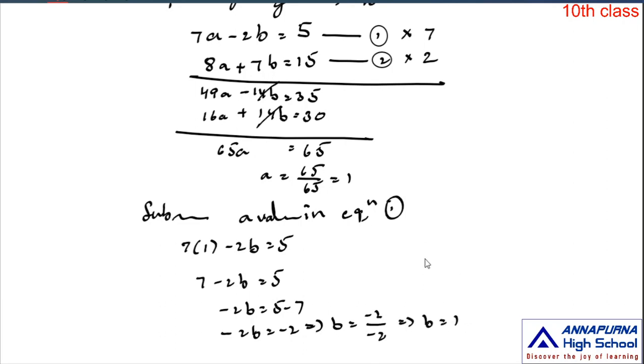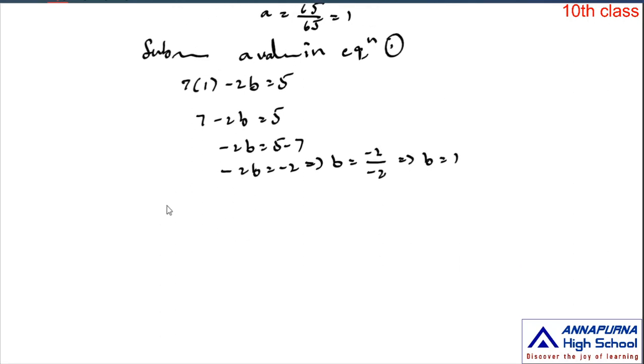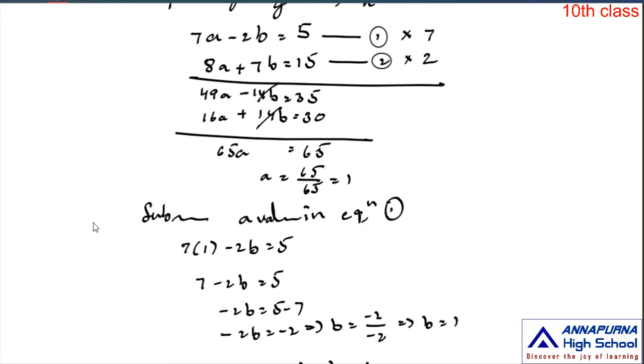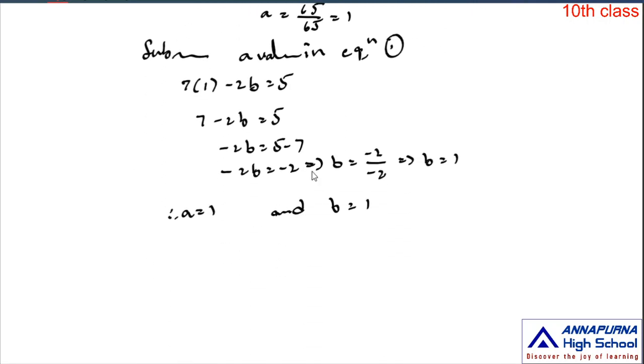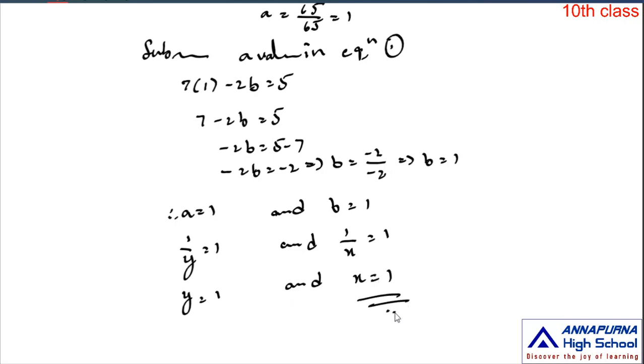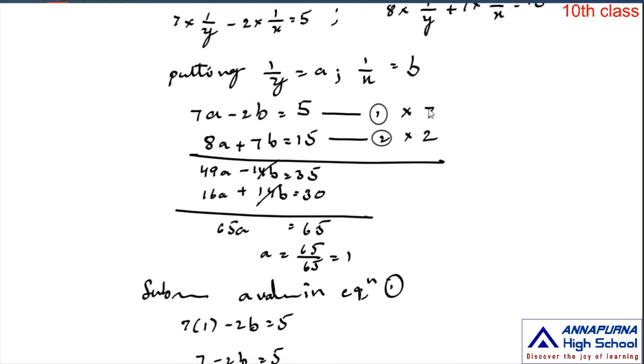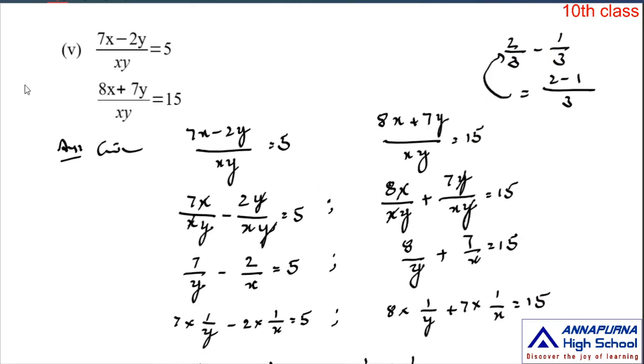So here a is equal to 1 and b is equal to 1. But a means it is equal to 1 by y. So 1 by y is equal to 1, and b means it is equal to 1 by x is equal to 1. So if 1 by y is equal to 1, then y is equal to 1, and if 1 by x is equal to 1, then x is equal to 1. So this is the required solution of the given two equations.